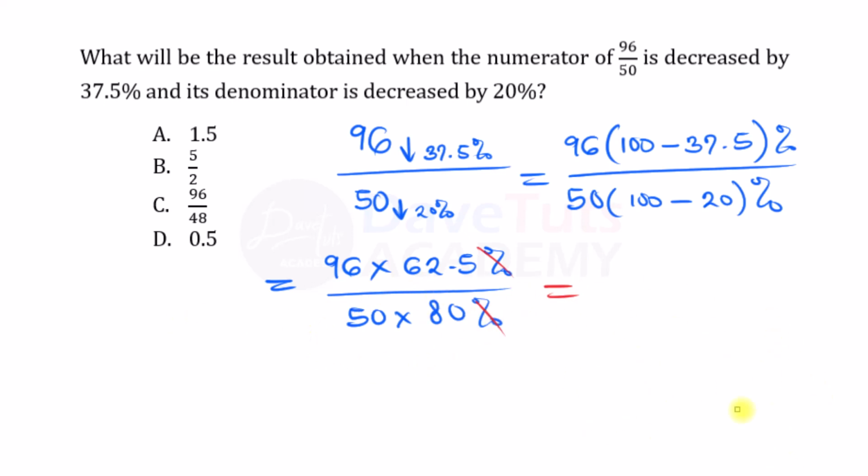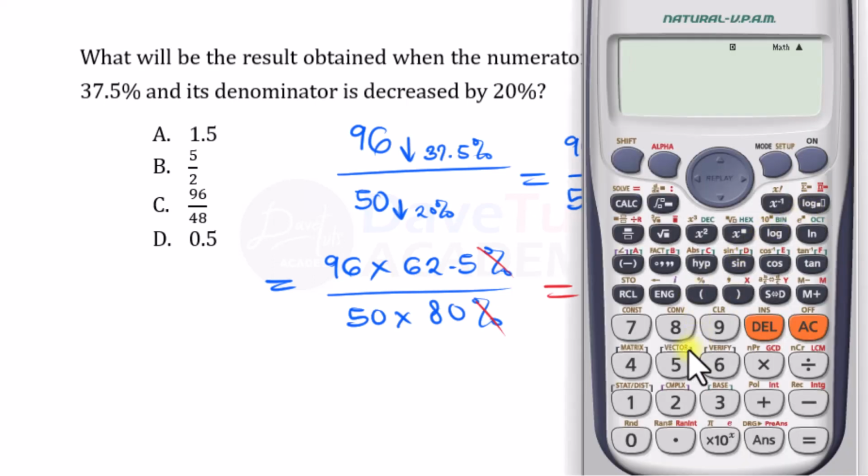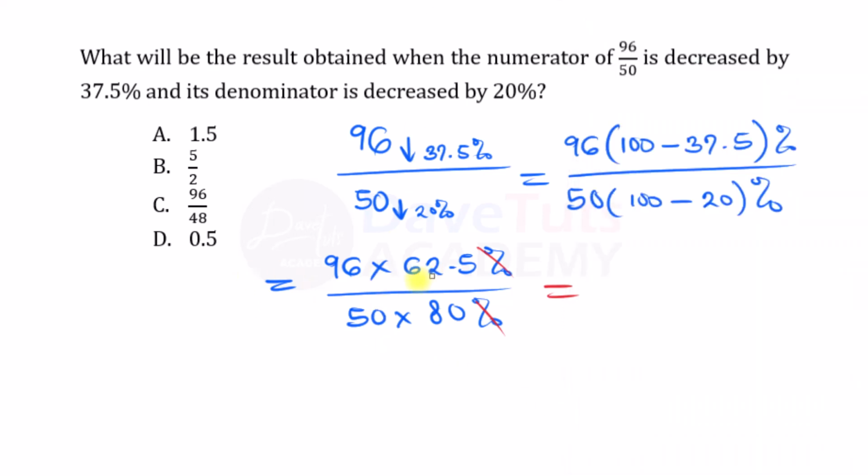Okay, maybe this is one of those rare occasions that we can take in our calculator. So we have 96 multiplied by 62.5, divided by the product of 50 and 80. Beautiful. 3 over 2, and okay, if you want to get that out, this is nothing but 3 over 2, and 3 over 2 from the options is 1.5, option A.